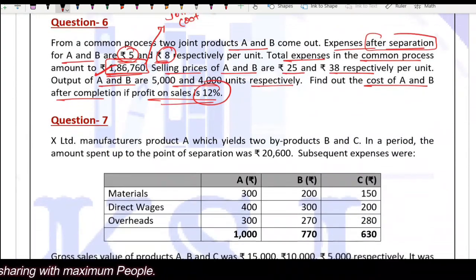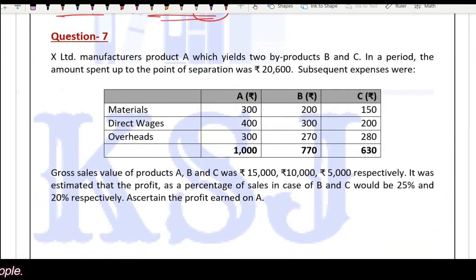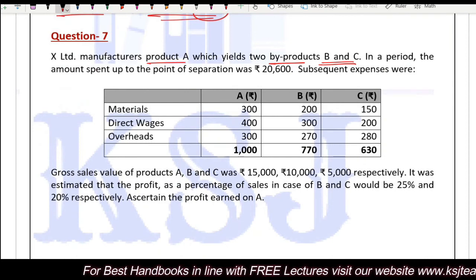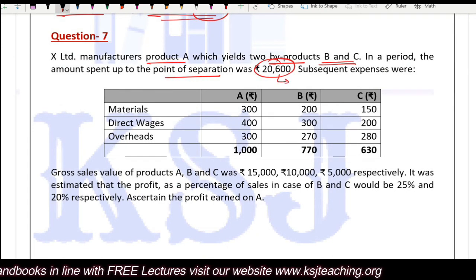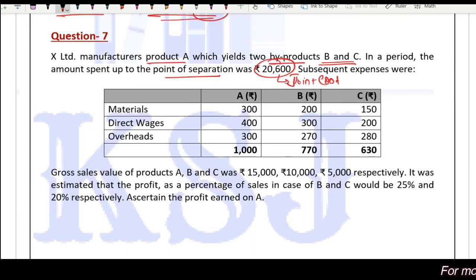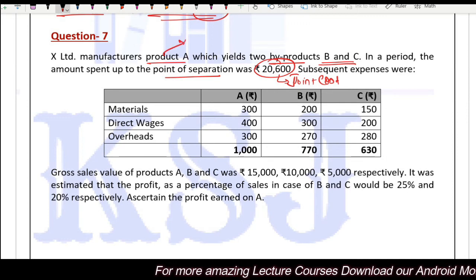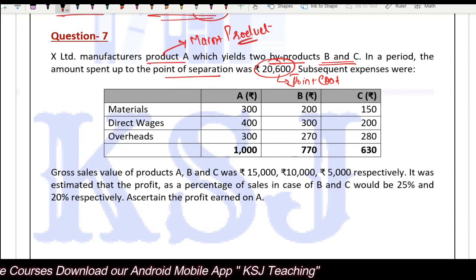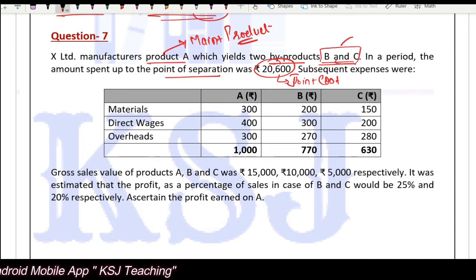Question number 7. X Limited manufactures product A which yields two byproducts B and C. In a period, the amount spent up to the point of separation was 20,600. So this is my joint cost. Subsequent expenses were material, direct wages, overheads, which are given. So A is a main product, and product B and C are your byproducts, right?